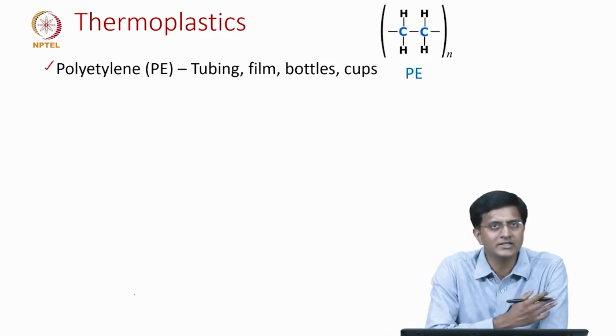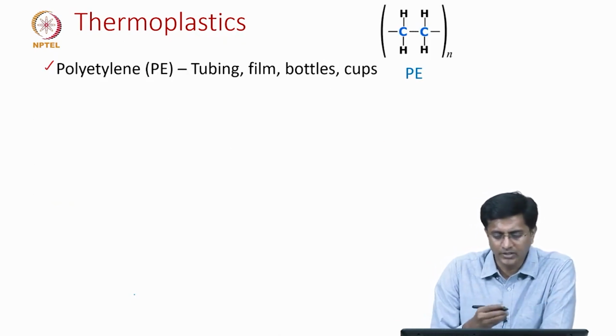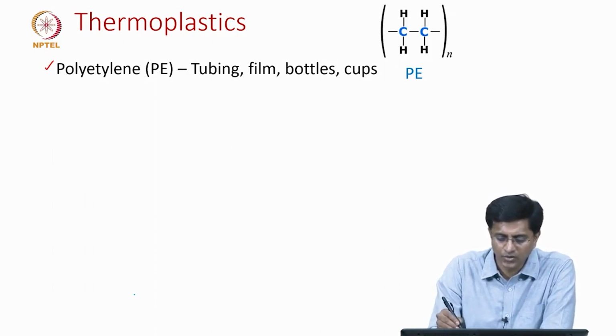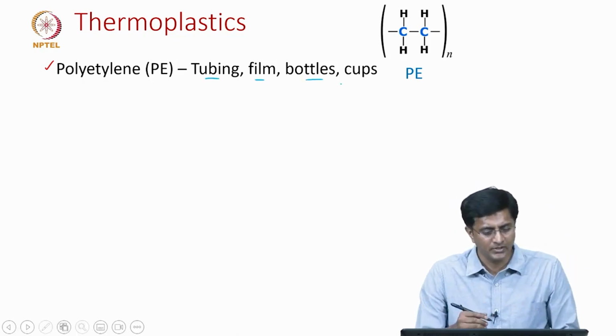So, we will look at a few examples of thermoplastics, starting with polyethylene. Polyethylene, as we have seen, is C2H4 and it is used in tubings, film, bottles and cups.